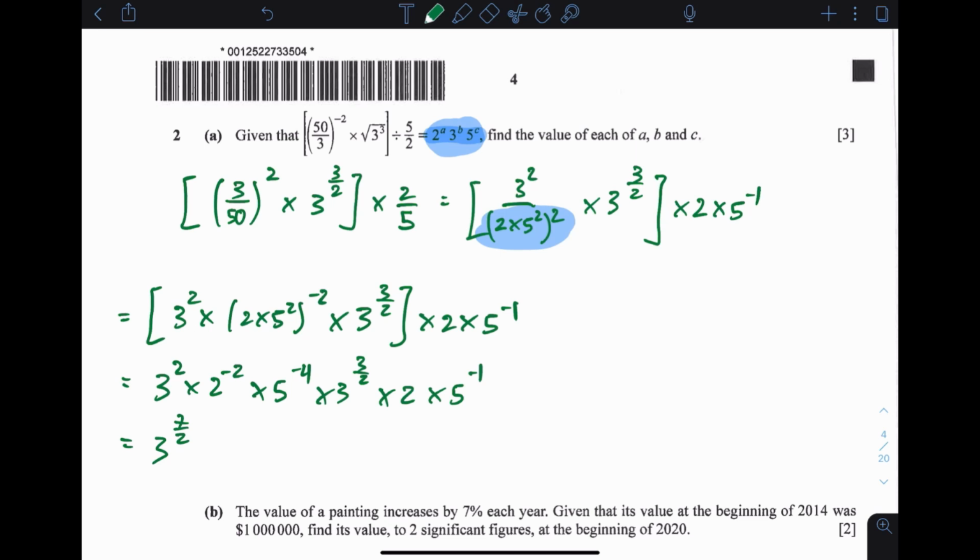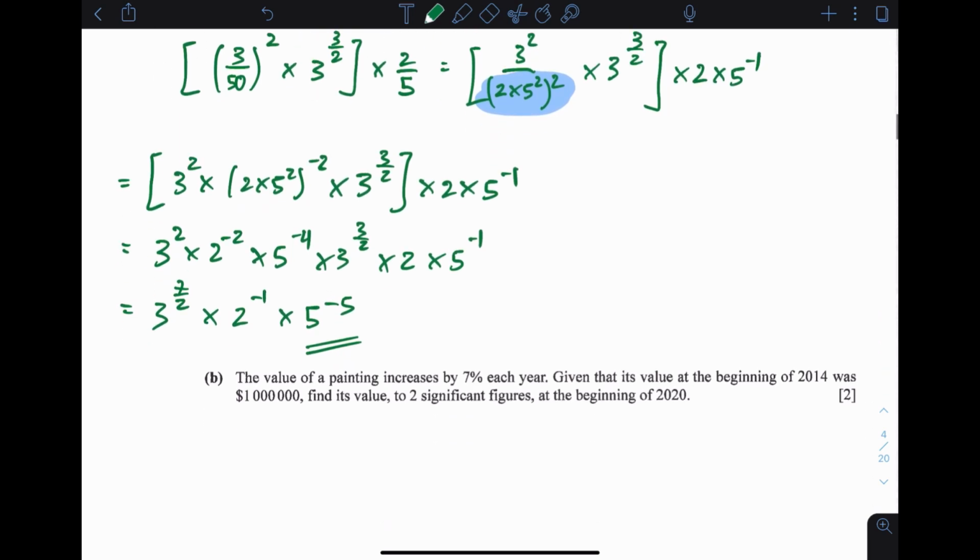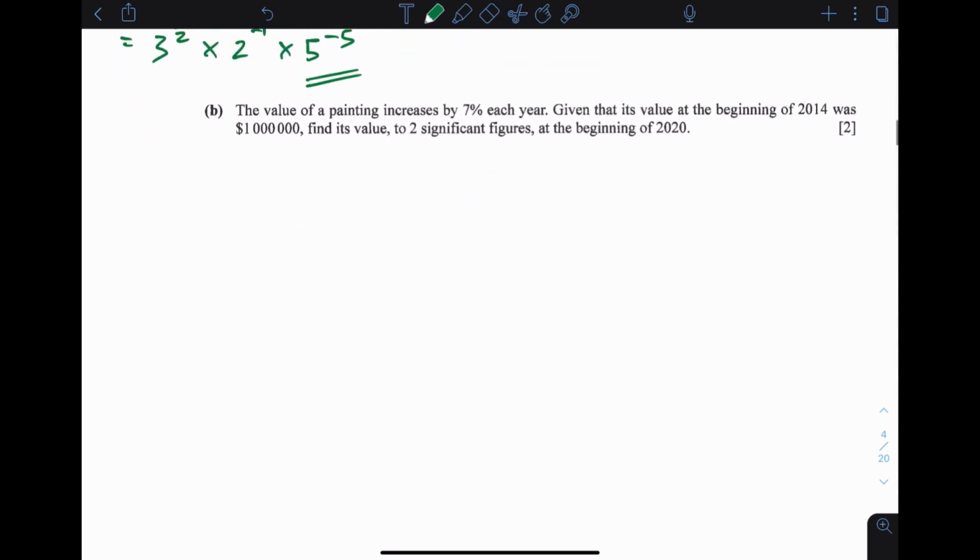And then for the 2, power of negative 1. For the 5, I'll get 5 power negative 5. Yes, this will be it. Okay, so the A, B, and C respectively are 7 over 2, negative 1, and negative 5.